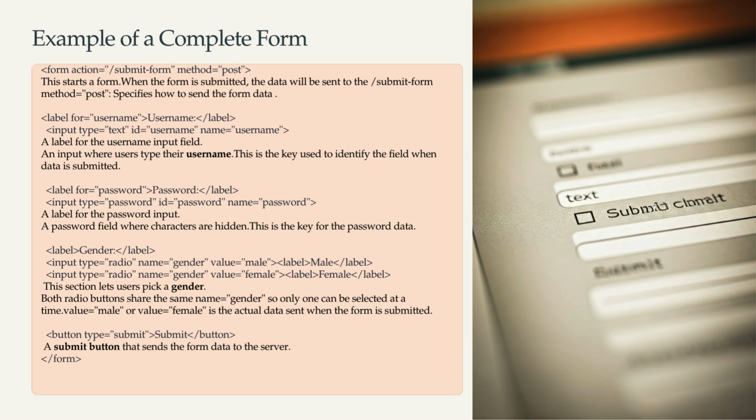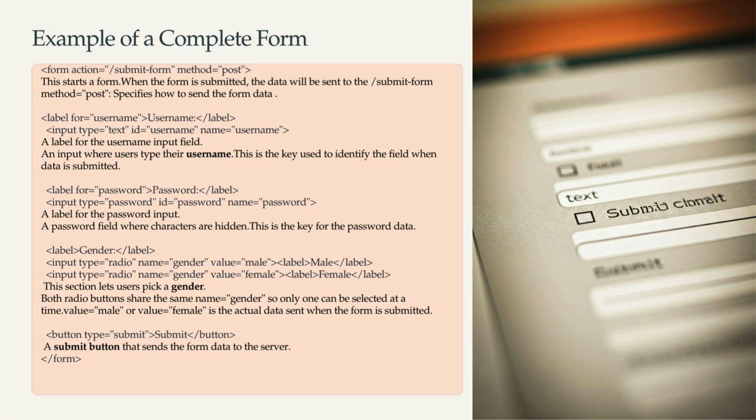Label for equals password. Label, input type equals password, ID equals password, name equals password. A label for the password input. A password field where characters are hidden. This is the key for the password data.